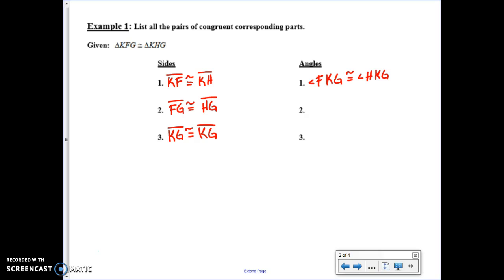Then if I look at the next one, angle F is congruent to angle H. Since those are different, there's no way to confuse those. And if you peek at that picture, those are the only angles that would be considered F and H. I get to the third letter and it says angle G is congruent to angle G. Again, can't do that. So I'm going to start with the second letter, then go to my vertex of G, and then go to the first letter. So angle FGK is congruent to angle HGK.